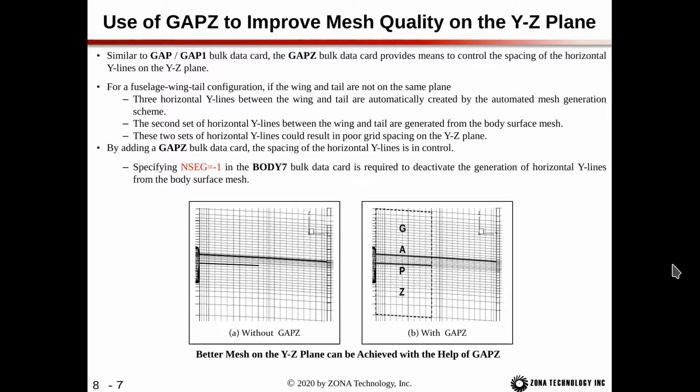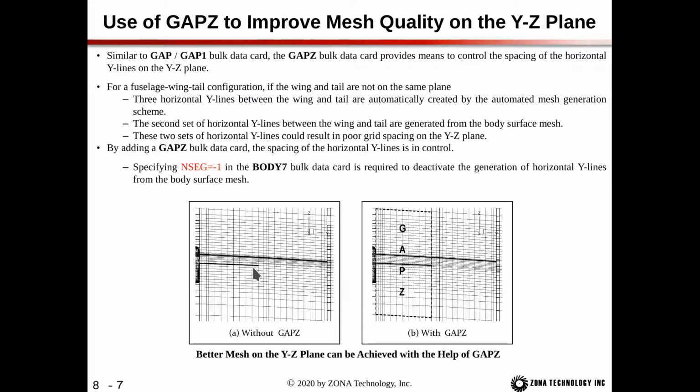And then next we want to look at using the gap Z to improve the mesh quality on the YZ plane. Now similar to the gap or the gap 1 bulk data cards, the gap Z cards provide a means to control the spacing of the horizontal Y lines on the YZ plane. And for a fuselage wing tail configuration, if the wing and tail are not on the same plane, then 1 set of horizontal Y lines between the wing and the tail are created by the automated mesh generation scheme. And the second set of horizontal Y lines between the wing and the tail are generated from the body surface mesh. And these 2 sets of horizontal Y lines could result in a poor grid spacing on the YZ plane as shown in this figure.